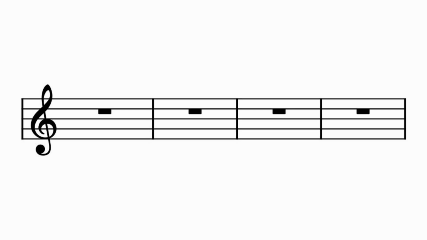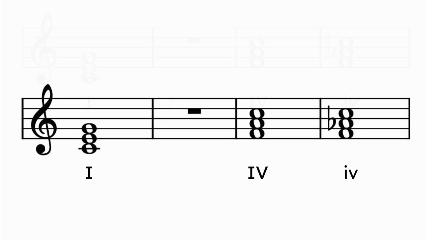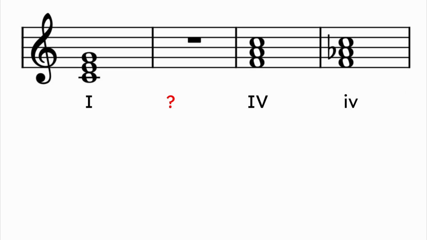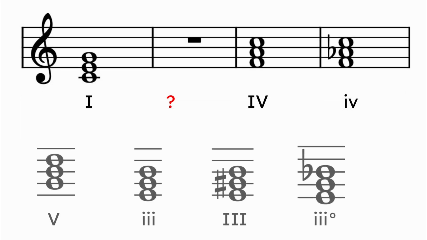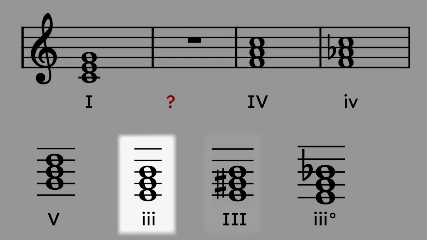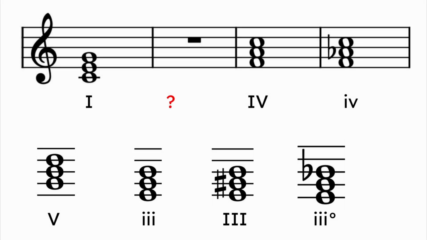Now, to construct a basic progression of this, we have the tonic chord as the first chord, the major 4 chord as the third chord, and the minor 4 chord as the fourth. Now, this just leaves the second chord, and we actually have a lot of options for what to put here, but the most functional are those of the major 5, the minor 3, the major 3, or the diminished 3. Let's go through these one by one.